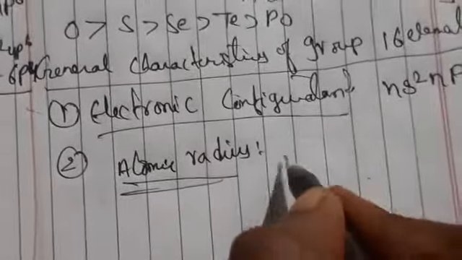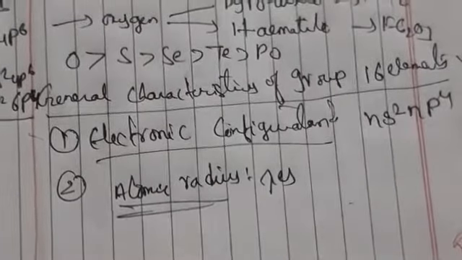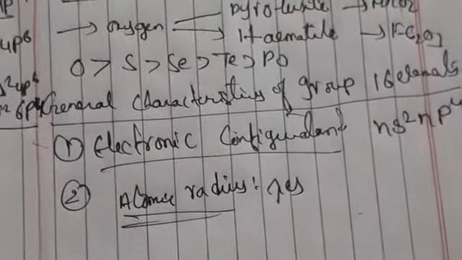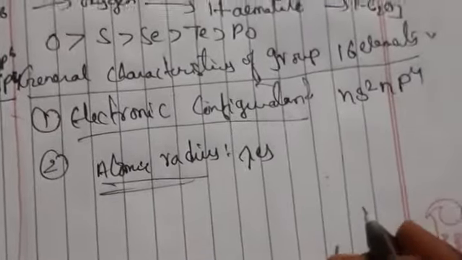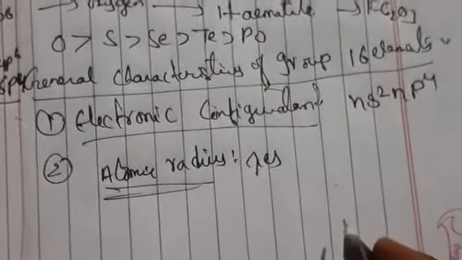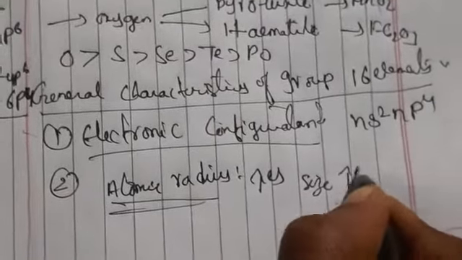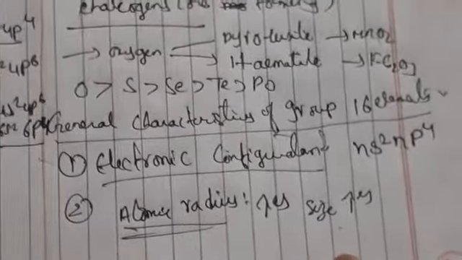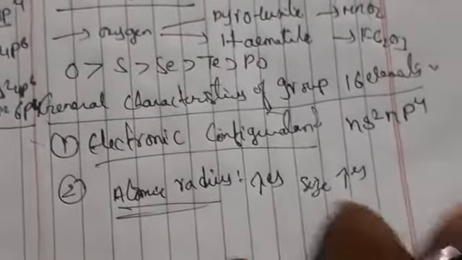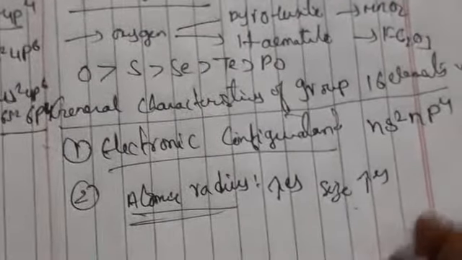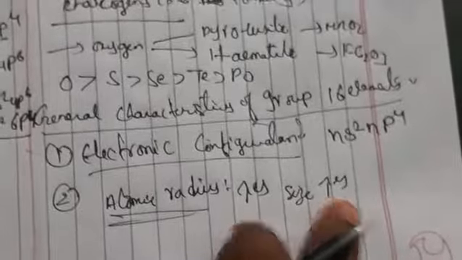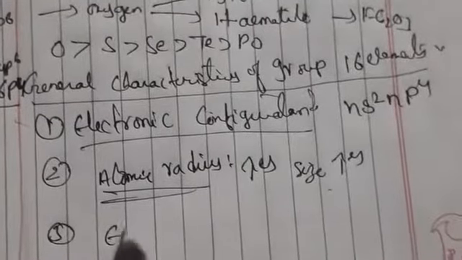The atomic radius increases from top to bottom. Why? Because the size also increases. Due to the increase in size, atomic radius also increases, because of poor shielding effect of inner d orbitals. Because of this reason only, atomic radius increases. And coming to electronegativity.